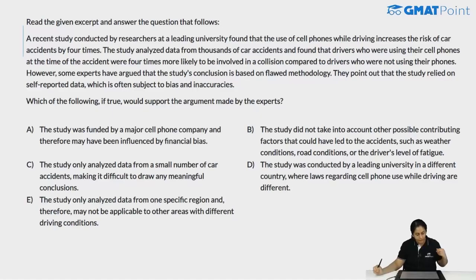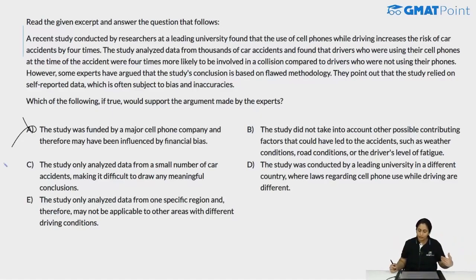The study was funded by a major cell phone company and therefore may have influence of financial bias. This would weaken the study's results, definitely. But it wouldn't show why the methodology is flawed. You can take funds from somebody and still conduct a proper study as such. So, this doesn't really indicate that the methodology followed in the study was incorrect. So, A is not really adding support to the claims made by the expert. It is just weakening the study without bolstering the claim of the experts as such.